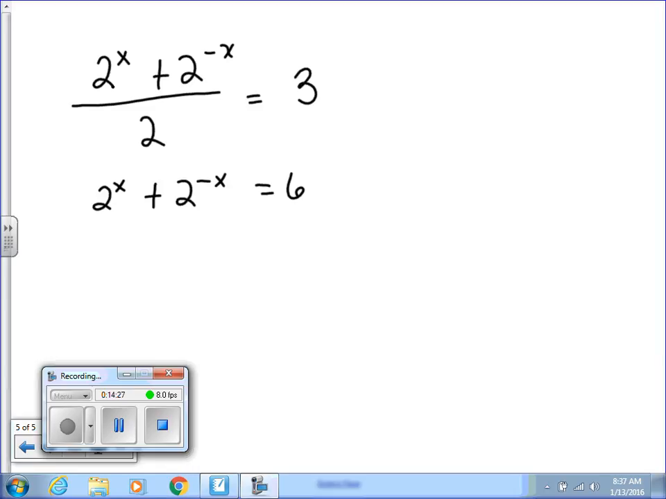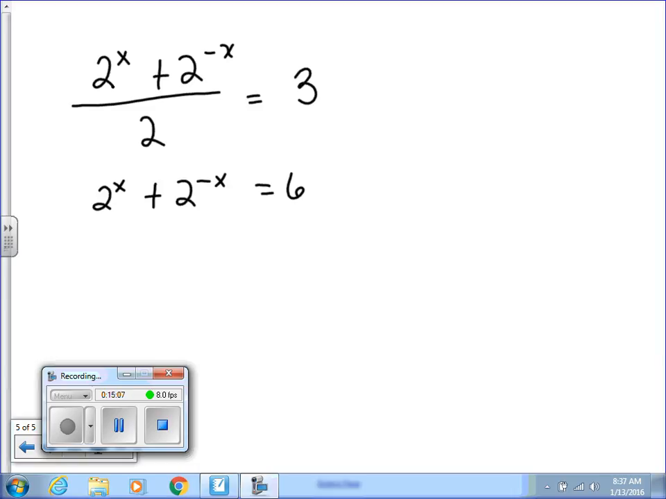Alright, now we need to clear the negative exponent. So what we're going to do, we're going to multiply everything times 2 to the x, because that will get rid of the negative x. Because you remember your exponent rules? When you're multiplying, you add the exponent. So when I add a negative x and a positive x, it's going to get rid of it. Okay? So that's going to be our next thing to get rid of it.